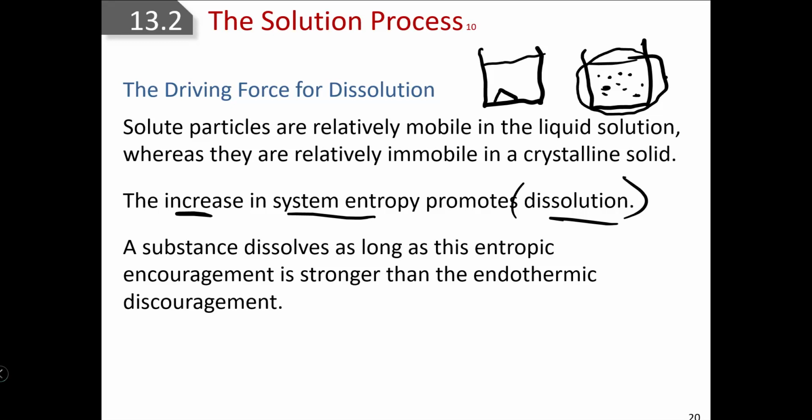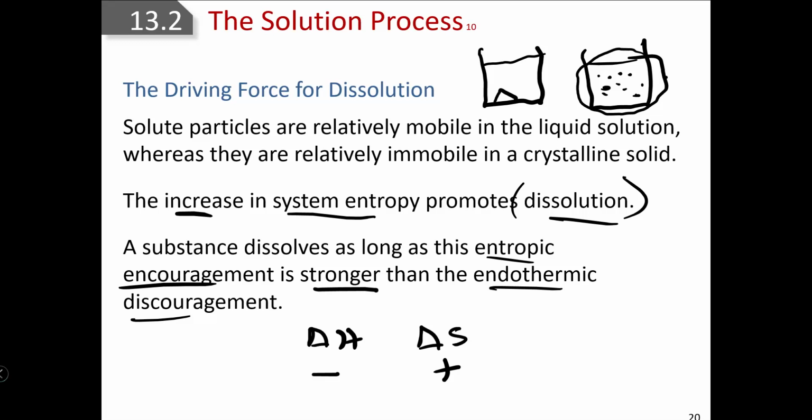All right, and then it says a substance dissolves as long as the entropic encouragement is stronger than the endothermic discouragement. So what we're looking at is the battle between enthalpy and changes in entropy. If the entropy change is positive, meaning greater disorder, and the reaction is exothermic, those reactions are going to happen. The ball's rolling down the hill and we're getting more disorder. That reaction is going to happen 100% of the time.